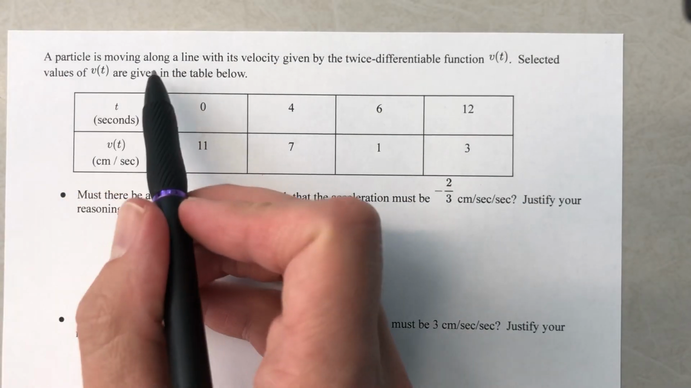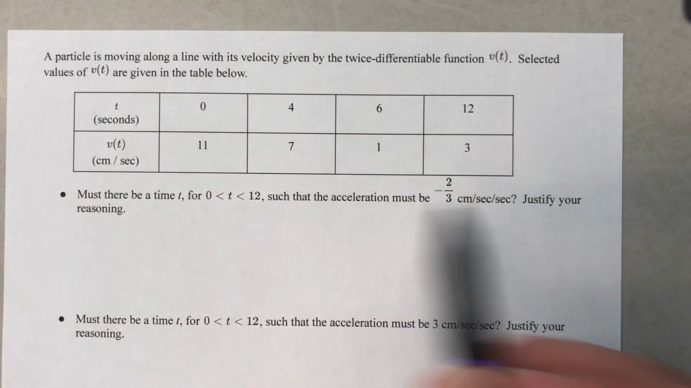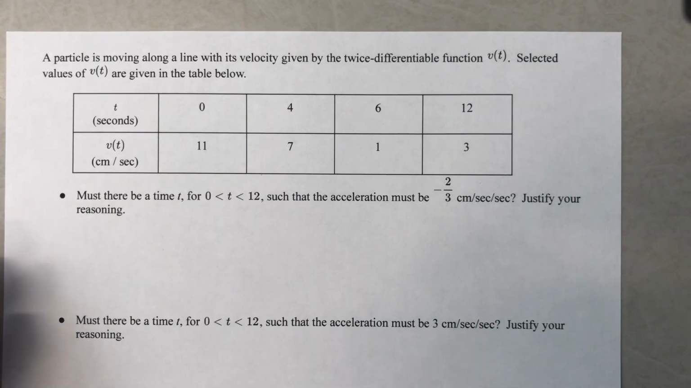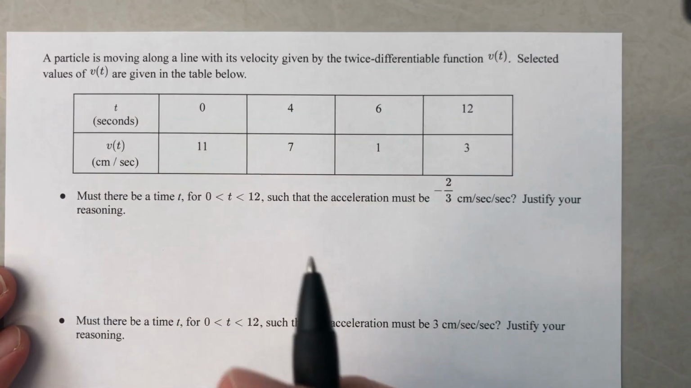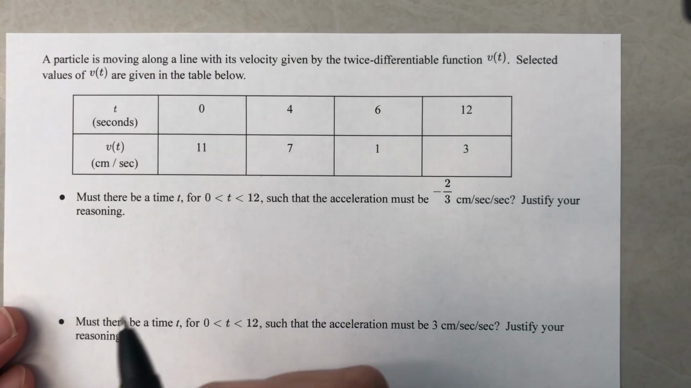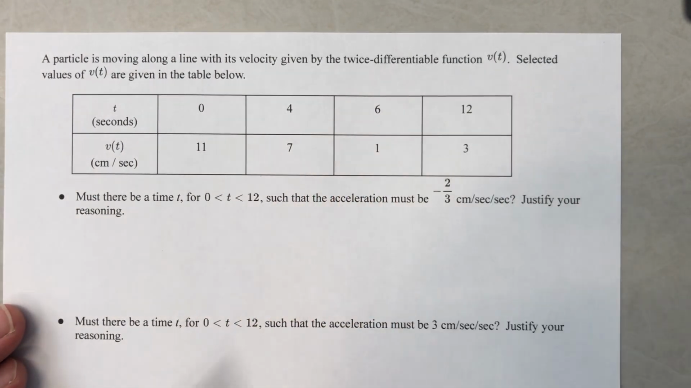So there's some particle that's moving along a line, x-axis, y-axis, some number line, straight road, whatever it is, and there's a particle, a car, whatever, a snail, and we have velocity. Well, it's not a snail. We're moving at 11 centimeters per second, so it's definitely not a snail, given by this twice differentiable function.